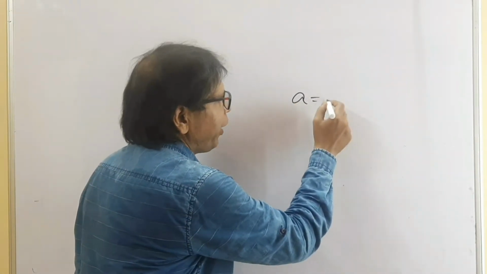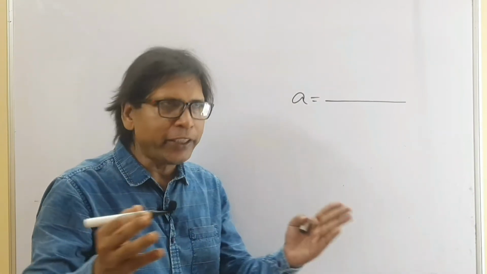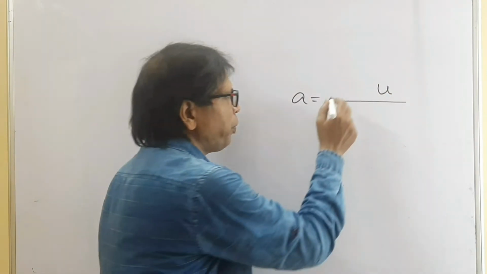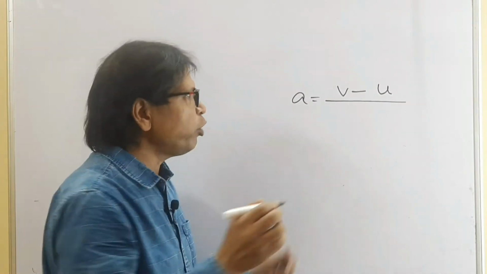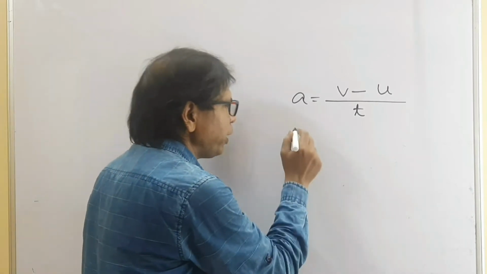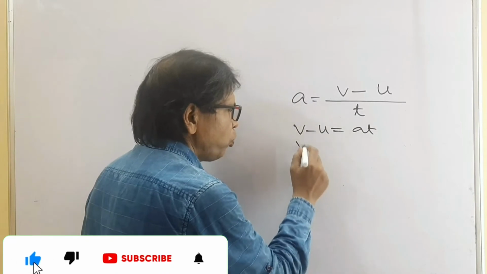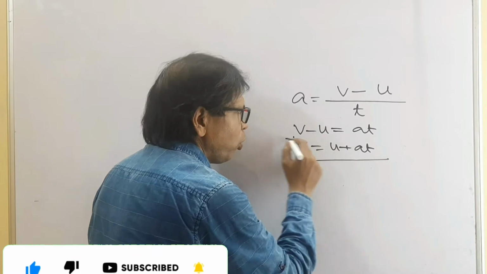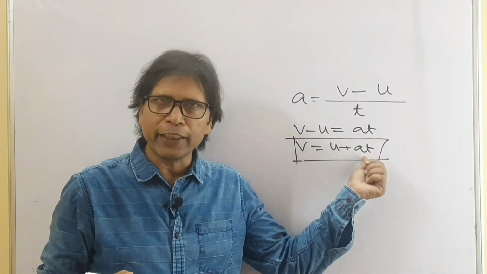Acceleration is the rate of change of velocity with respect to time. If initial velocity be u and final velocity be v, then v minus u is the change of velocity. So change of velocity divided by time is the acceleration. Now from this relation we can write v minus u equal to at. So v equal to u plus at. This is the final velocity equal to initial velocity plus acceleration into time.